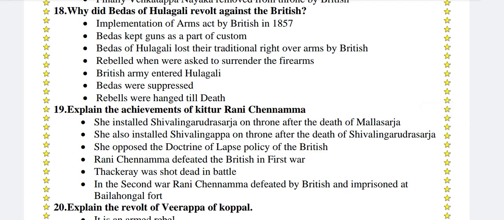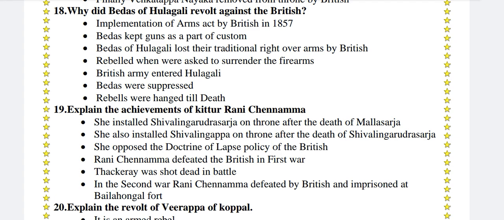Why did the Bedas of Hulagali revolt against the British? The British implemented the Arms Act in 1857. Bedas kept guns as a part of custom. The Bedas of Hulagali lost their traditional right over arms. They rebelled when they were asked to surrender their firearms. The British army entered Hulagali. The Bedas were suppressed. The rebels were hanged till death.